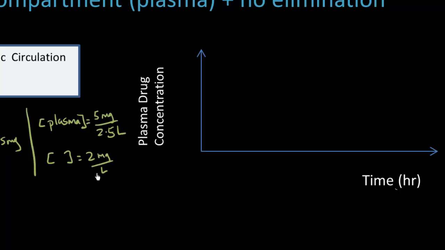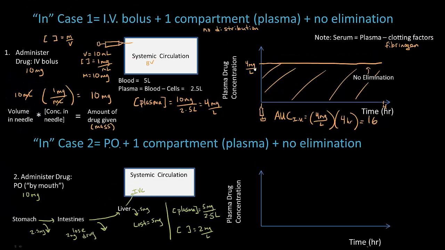So we can see right off the bat that the maximum concentration that we can get is 2 milligrams per liter, whereas before we had 4 milligrams per liter. So if this was 4, let's say this here is 2. So that's one component, and that is that we have actual less drug, or a lower plasma concentration, because we have less total drug. The other factor we need to consider is that this actually takes time.